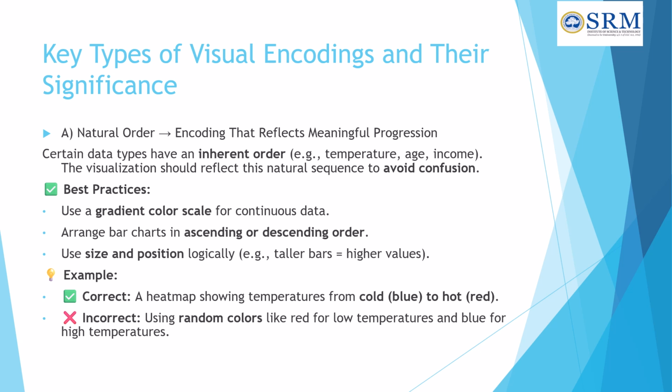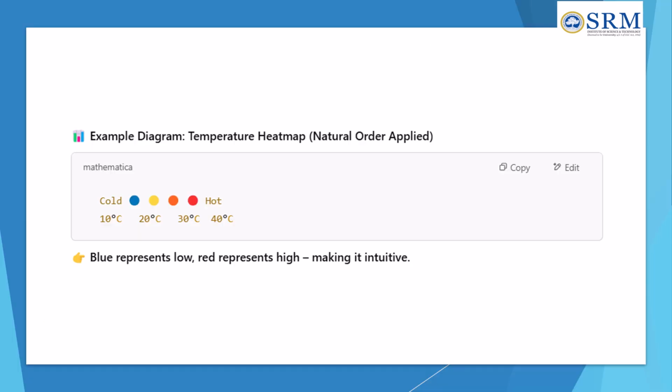Using a color gradient from blue, that is cold, to red, that is hot, in a heat map is a good example because it matches how we naturally understand temperature changes. Similarly, arranging bars in a chart from smallest to largest helps people quickly see the order of values. On the other hand, using random colors that don't match the data's order, like red for low temperature and blue for high, can confuse the viewer.